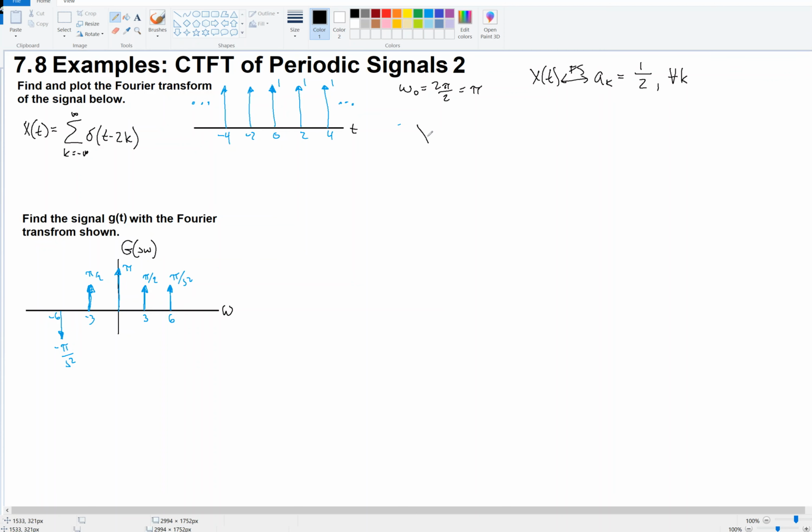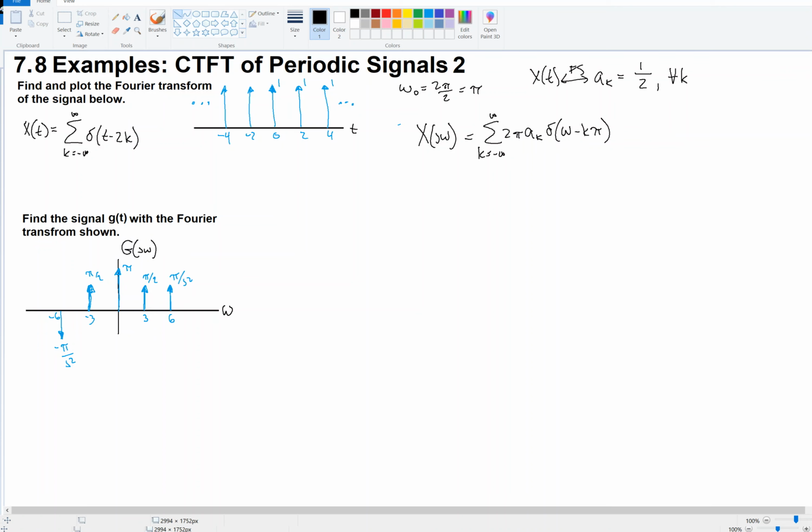Now, what's the transform? The transform, capital X, is a sum of shifted impulses scaled by 2 pi times a_k, delta of omega minus k times omega 0, and omega 0 is pi. Okay, so that's the answer. That is the Fourier transform of this thing. Taken with the Fourier series, you calculate the Fourier series as 1/2, you plug the 1/2 in there, and then this is the expression for X.